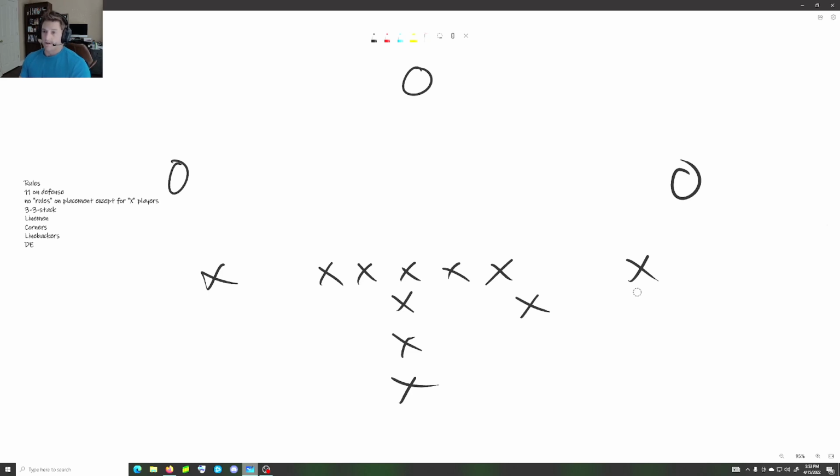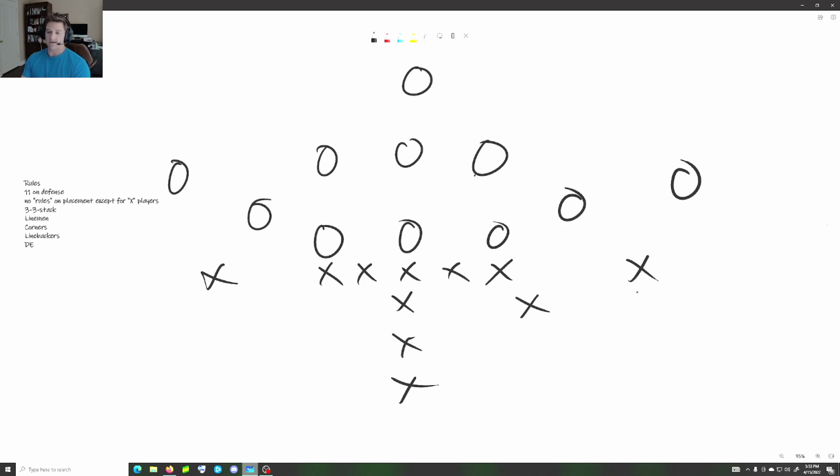But what do we run? Here at Waverly Hall, we run a 3-3 stack. So 3, 3-3 stack. You're probably wondering, where are our other 2 players? We send them outside here. They're not on the ball, not down here with the linemen, not up here with the linebackers. They're outside. It's called a 3-3 stack because the 3s, linebackers and linemen, are stacked over each other.